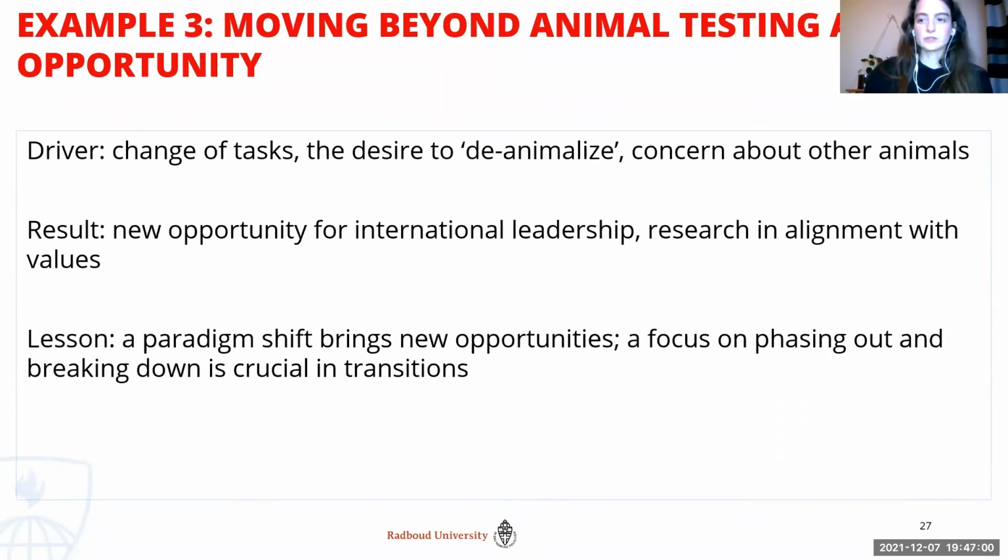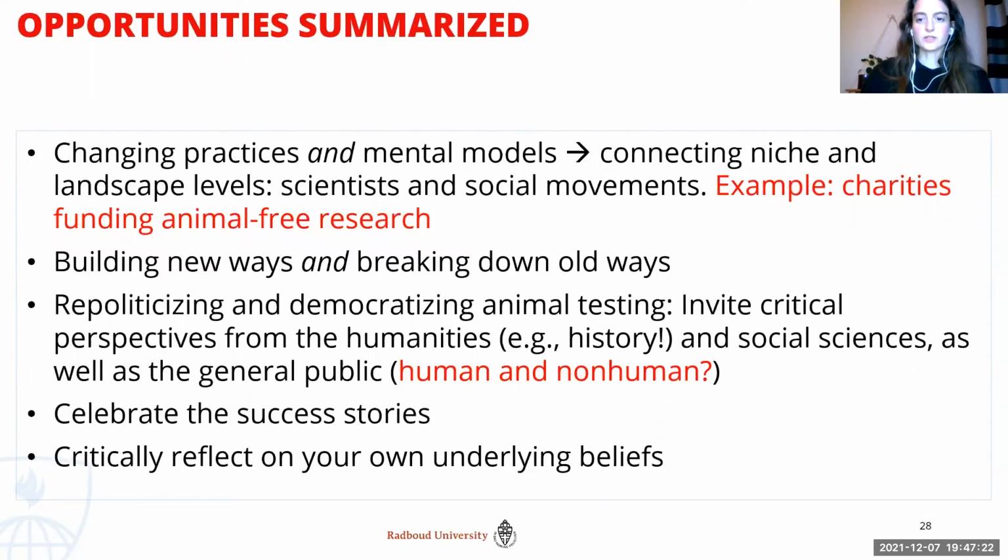So what we learned from this is that a paradigm shift also brings new opportunities. It's not just stopping with doing old things, it also brings you new things. And it also shows that a focus on phasing out and breaking down is crucial in transitions. So that was the final example. And now we will look at the opportunities summarized.